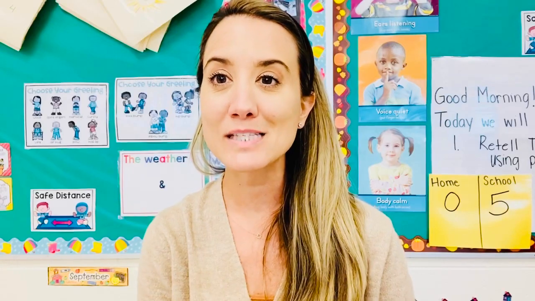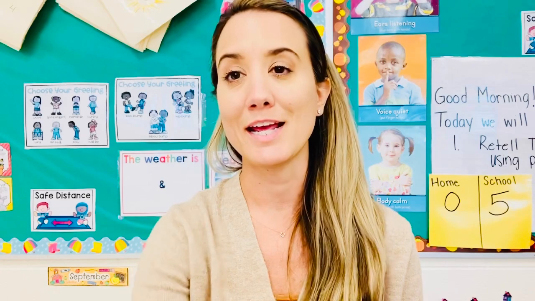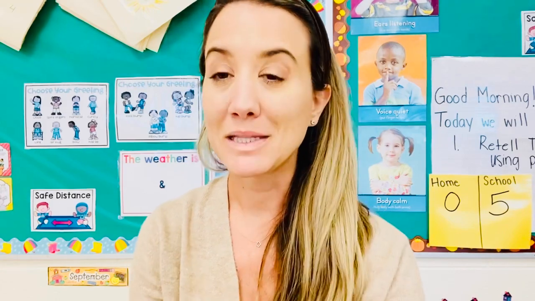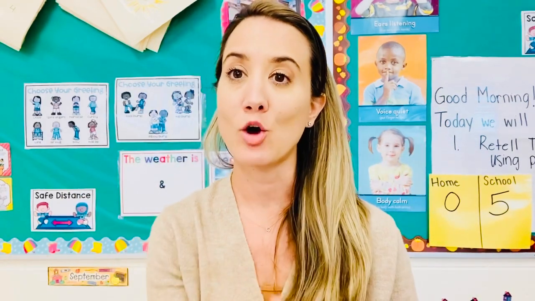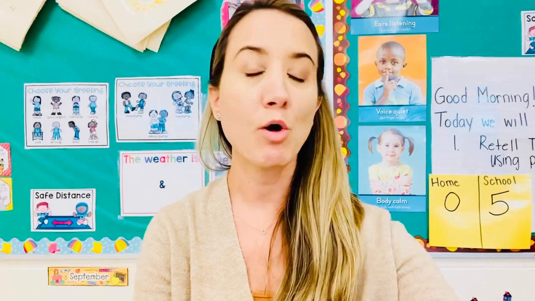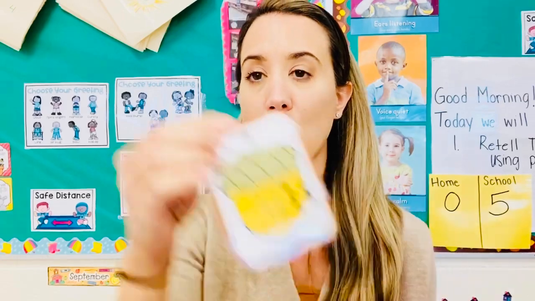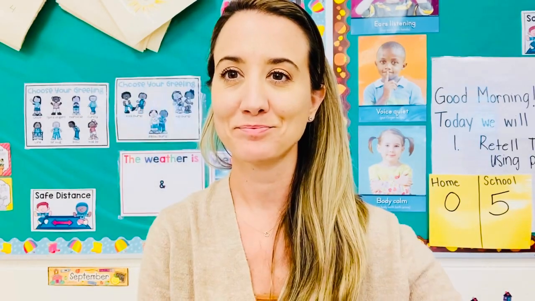Hi everyone, today's small group is called Tall Towers, and for this small group you will need interlocking cubes or interlocking blocks. You can use blocks if you have them at home. You can use the cubes that were sent home in your virtual learning bag. You will also need either dice or numeral cards with dots representing each number.